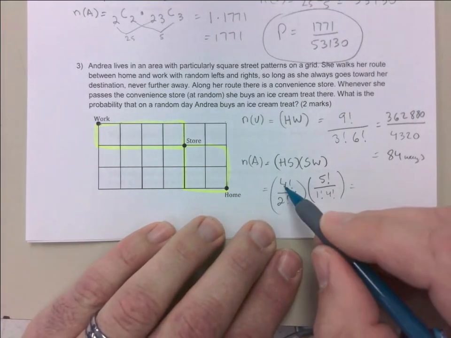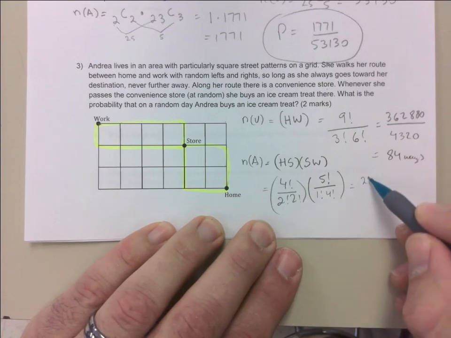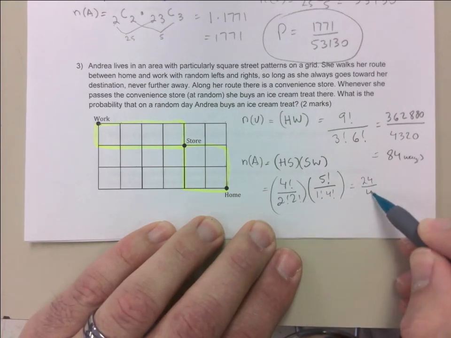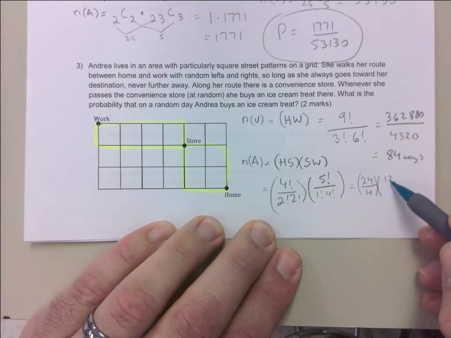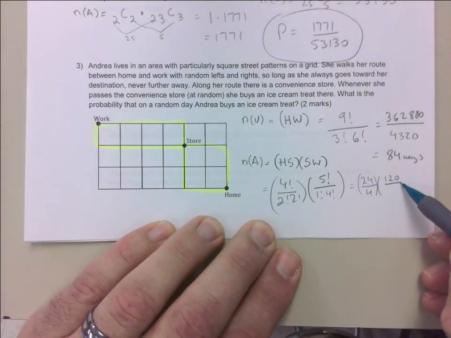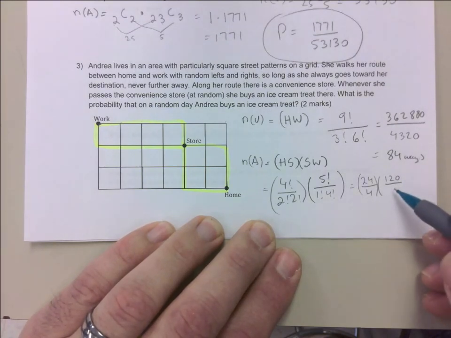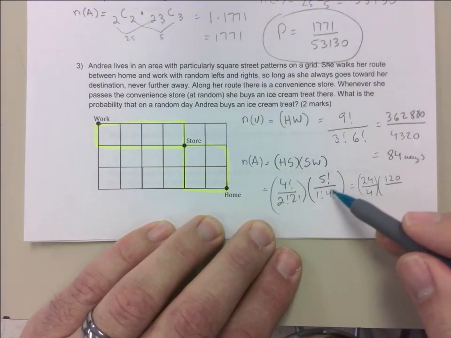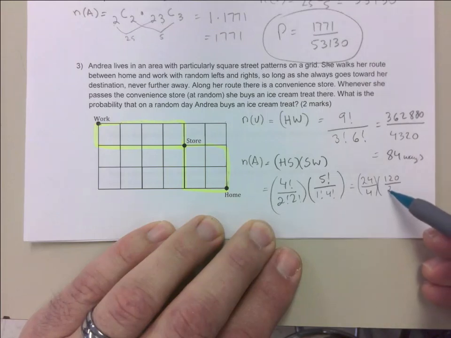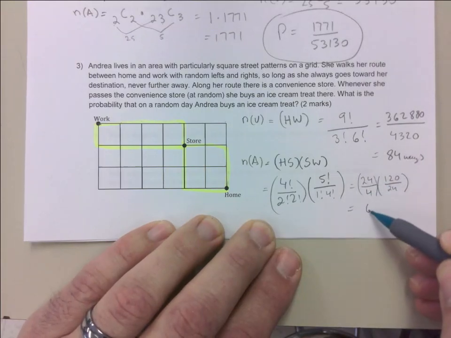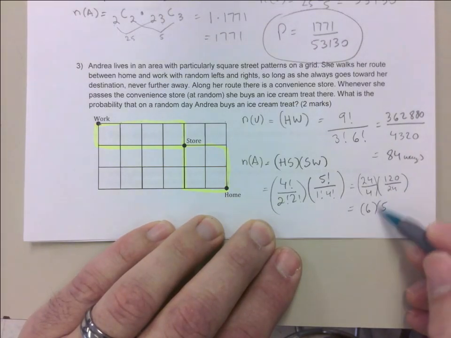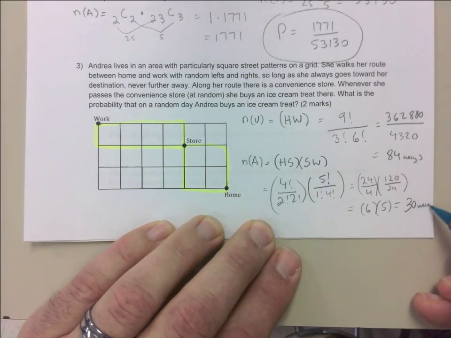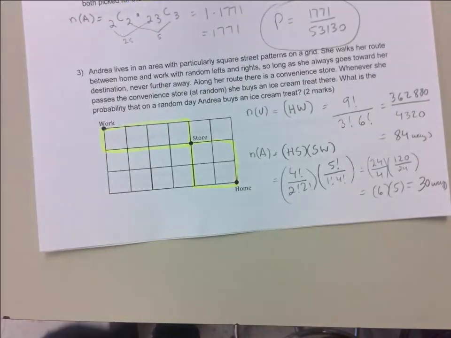Let's clean that up. That's 24 over 4. Please don't rush too much on these ones because you might get it wrong. 5 factorial is 120. Yes, I'm just checking, 120. And 4 factorial, 1 times 4 factorial, 4 factorial is 24. So this gives me 6. And 120 divided by 24 is 5. So you get 30 ways, specifically if you go through the store.